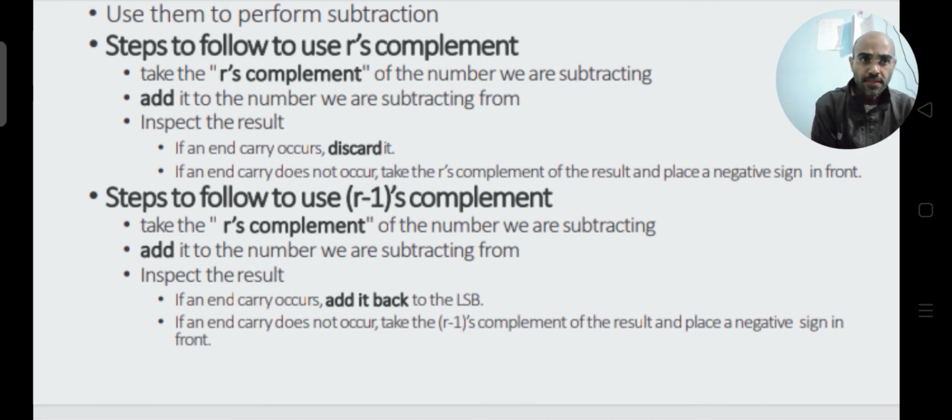The other option is that there is no carry. If we perform the operation and no carry is generated, then we take the r minus 1's complement of the result and place a negative sign in front of it. So we will understand this with the help of an example.